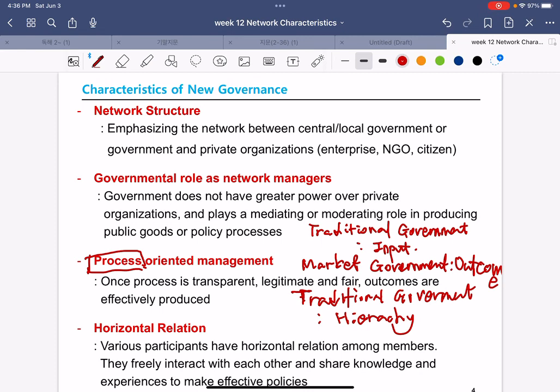But even though the participants are equal and fair in the new governance, some actors are needed to coordinate a variety of actors. In this case, as I said, government plays a role as a network manager to coordinate a variety of actors, to collect the different opinions, to coordinate the different opinions in the network.